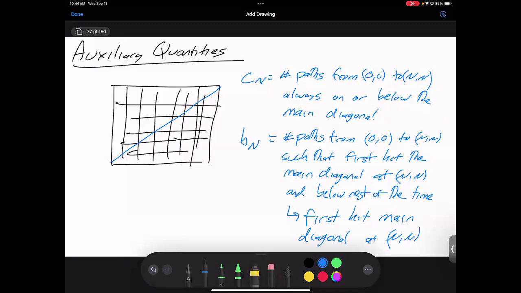If I look at valid paths from (0,0) to (n,n), do I have to hit the main diagonal at least once? Good. We know we have to hit the main diagonal at the end. So any path from (0,0) to (n,n) that stays on or below the main diagonal hits the diagonal at least once. So we can segment based on where you first hit. What that means is we can write Cn as: how many times is the first hit going to be at (1,1)?